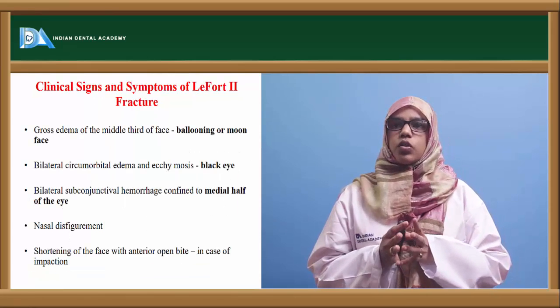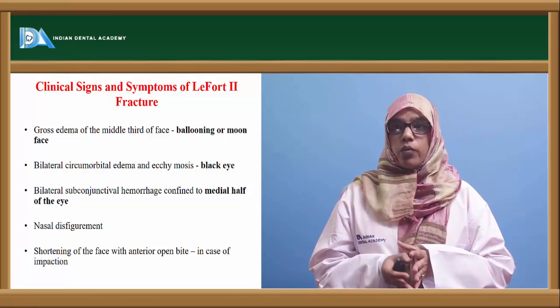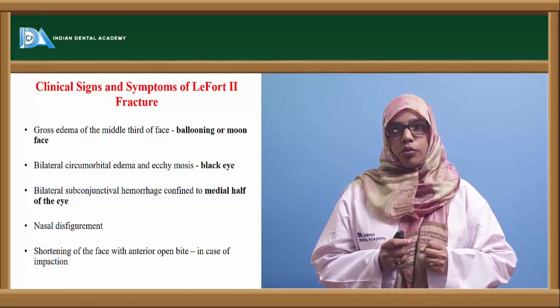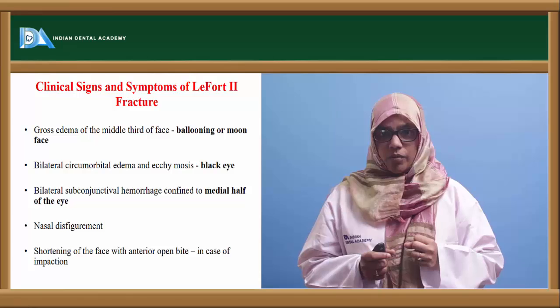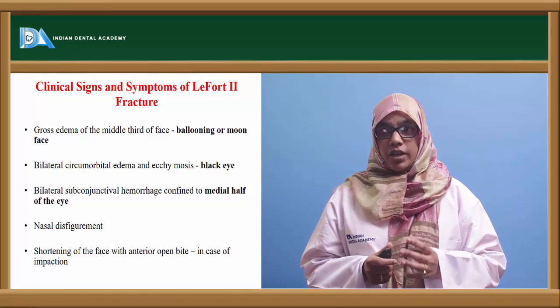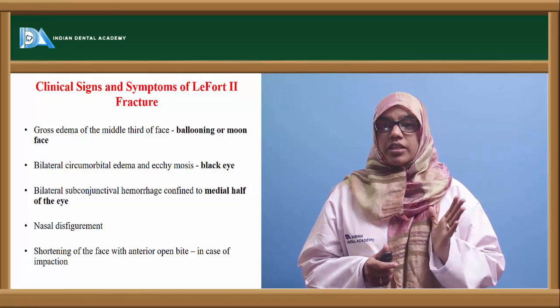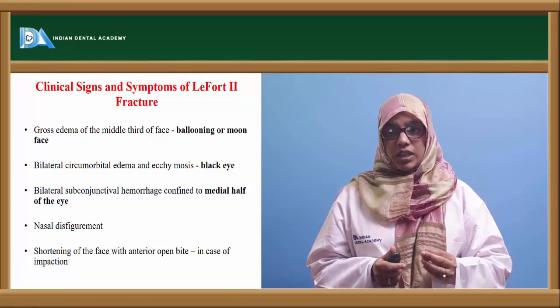Now here there is gross edema of the middle third, comparatively more than the Le Fort 1 type of fracture. Now this is classically called ballooning or moon face. There is bilateral circumorbital edema and ecchymosis resulting in black eye. There is bilateral subconjunctival hemorrhage wherein the medial limit of the hemorrhage is not defined. There is nasal disfigurement. The nasal bridge is depressed because of the fracture of the nasal bone.